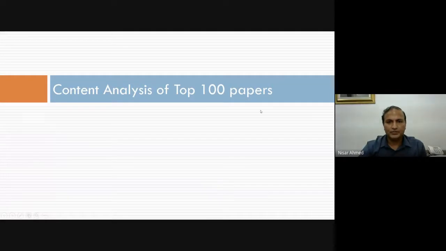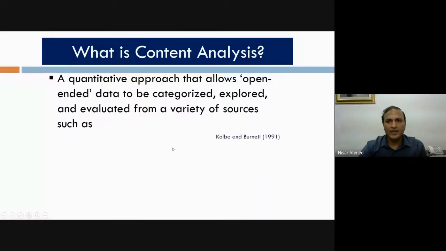In order to do content analysis, the definition is that it is an approach that allows open-ended data to be categorized, explored, and evaluated from a variety of sources. This is, of course, one definition of content analysis. So we extract data from our top 100 articles. How do you select the top 100 articles? Based on citation. What papers are getting more citations?